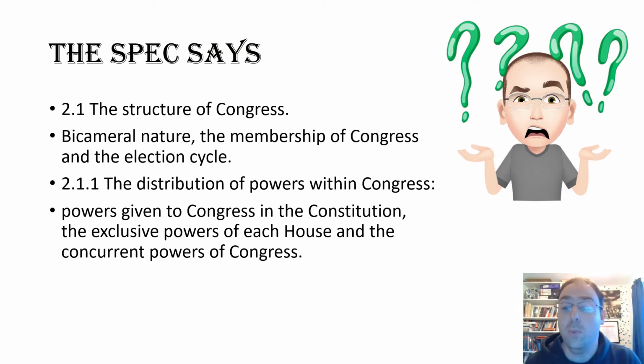So this is all part of my series on A-level politics, and this is part of the section on US government and politics, which is component 3. And the spec says in this element 2.1, the structures of Congress, bicameral nature, the membership of Congress and the election cycle. 2.11, distribution of powers within Congress, powers given to Congress in the Constitution, the executive powers of each house, and the concurrent powers of Congress. So that's what I'm going to look at in today's video, and this is going to be our first step in which I'll go through Congress over a series of videos which will follow on from this one.